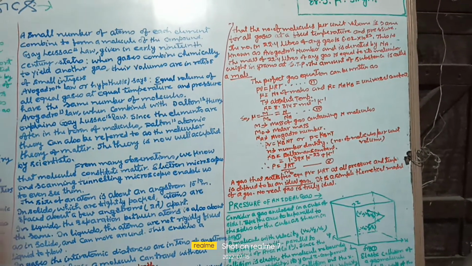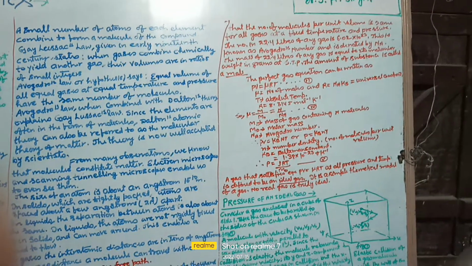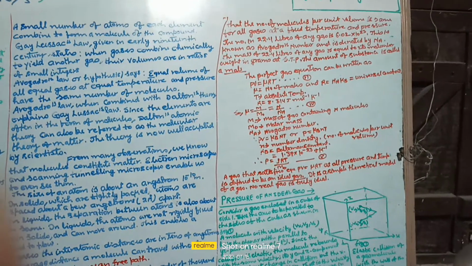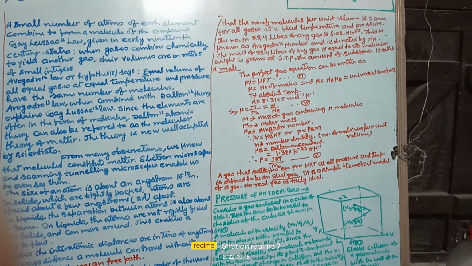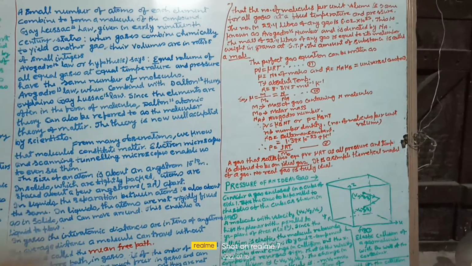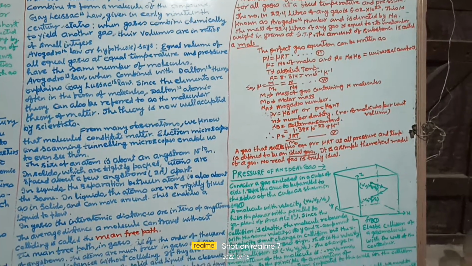A gas that satisfies the equation PV equals mu RT at all pressures and temperatures is defined to be an ideal gas. It is a simple theoretical model of a gas. No real gas is truly ideal. Now we calculate the pressure of an ideal gas.